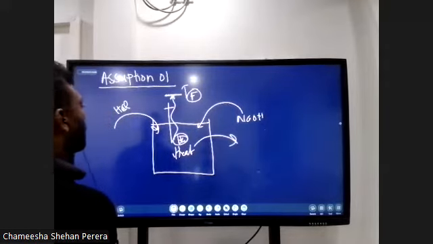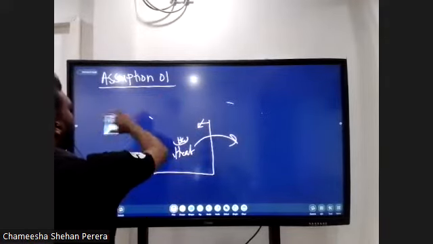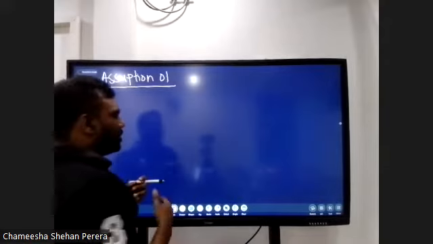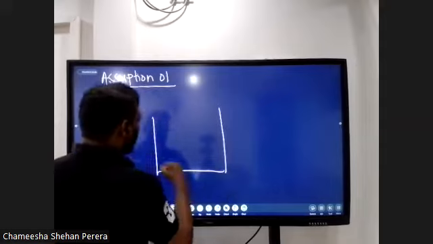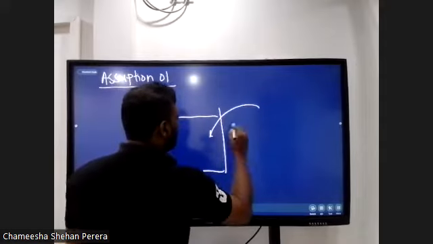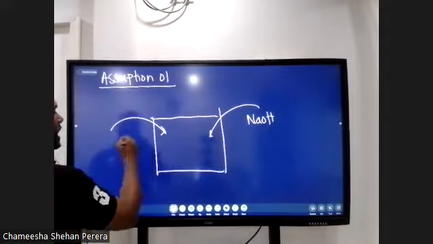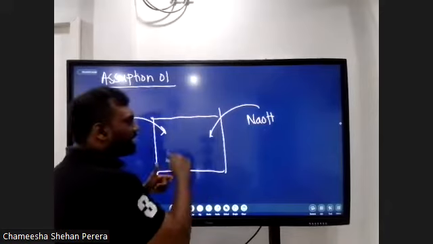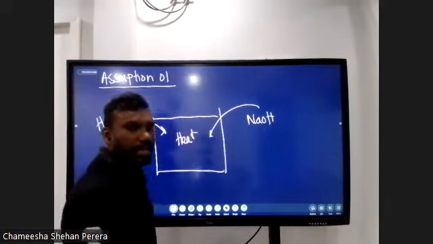Okay, listen, I'll simplify and brief it again for you. We have the reaction chamber. In this reaction chamber, on this side we add sodium hydroxide, and on this side we add HCl. When these two react, what will happen inside the reaction chamber? Heat will be generated.